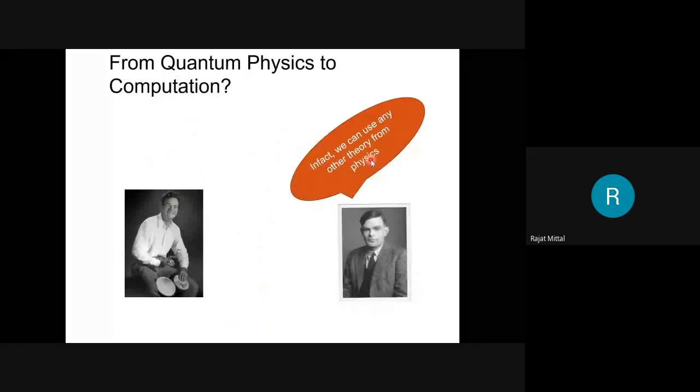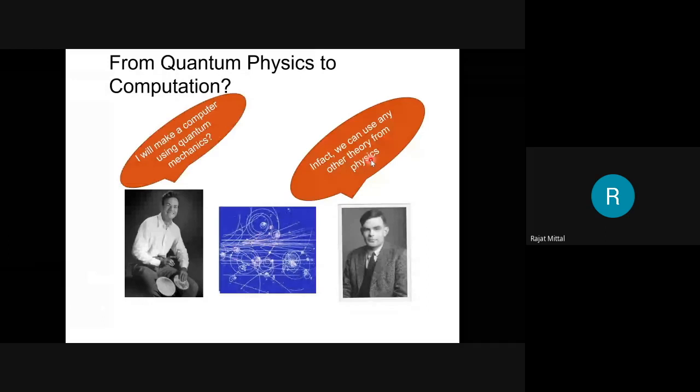And now, obviously, Feynman only thinks about quantum mechanics. So he says, if you can use any theory from physics to make a computer, why not make a computer from quantum mechanics?